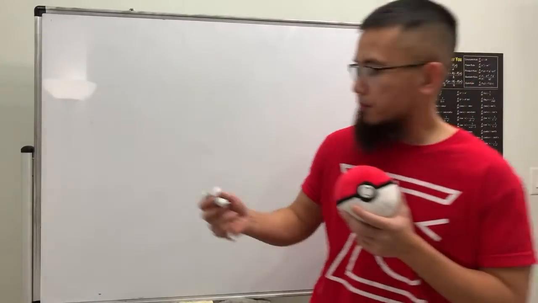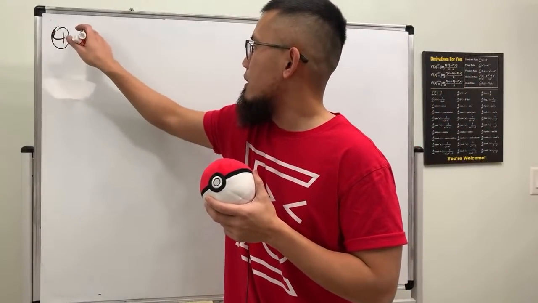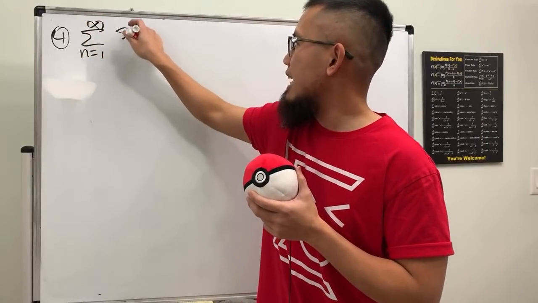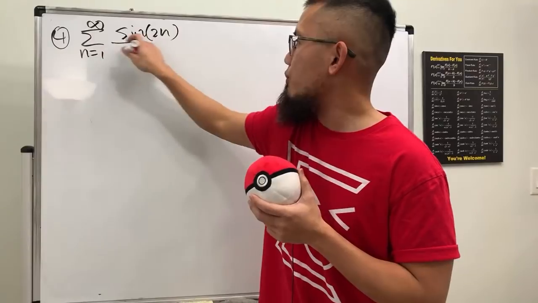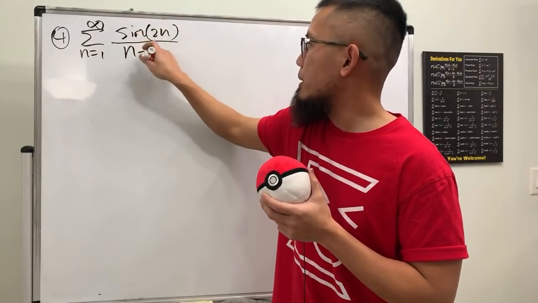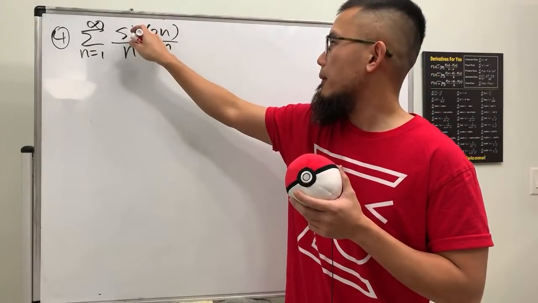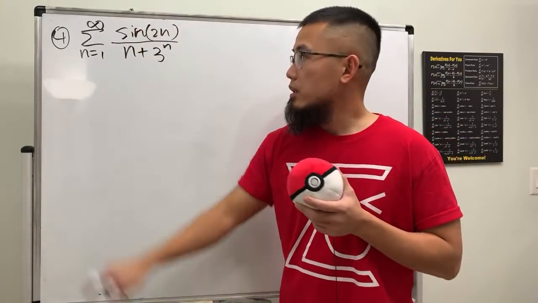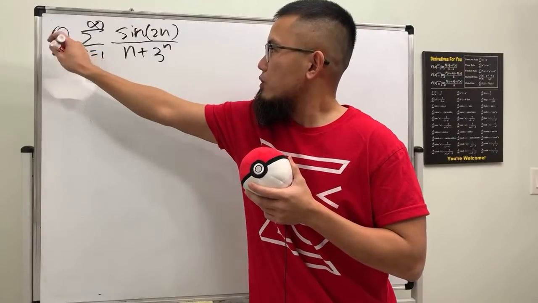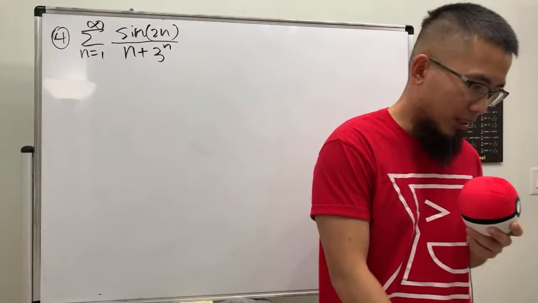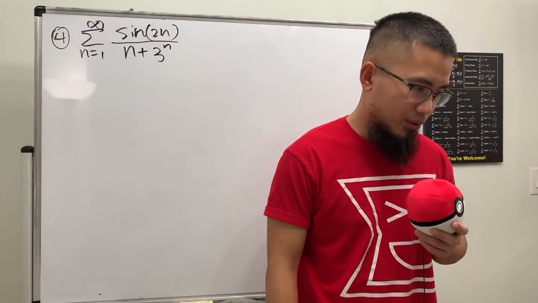So number 4. So here we have the series as n goes from 1 to infinity, sine of 2n over n plus 3 to the n, right? So do you think that this right here converges or diverges, and why? So I'm going to look at the chat to see what you guys have.